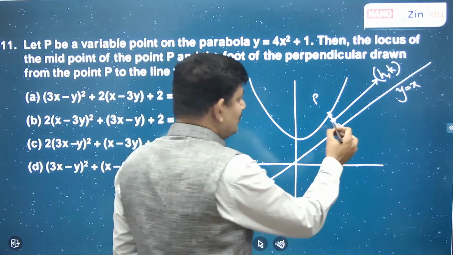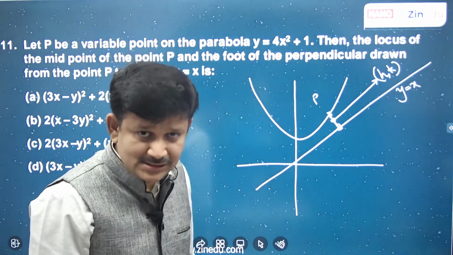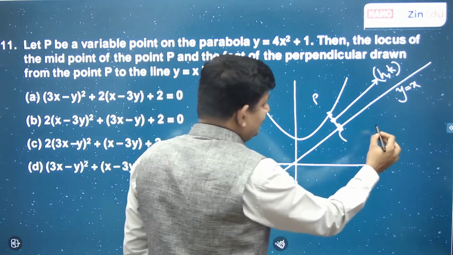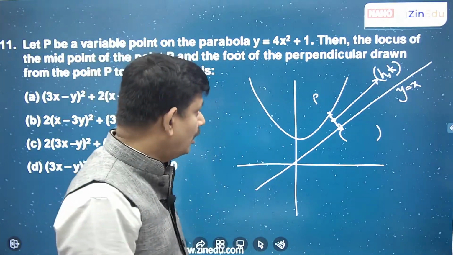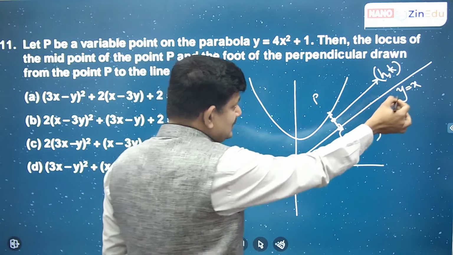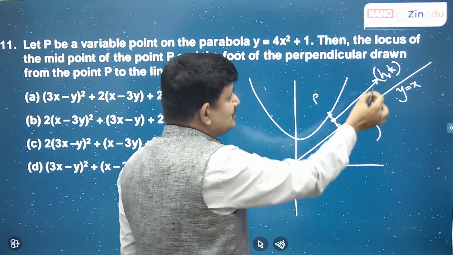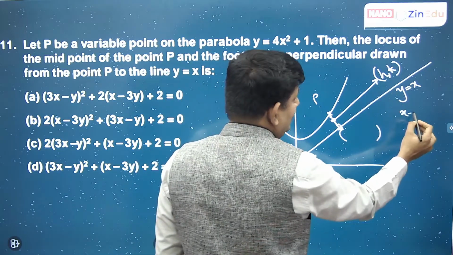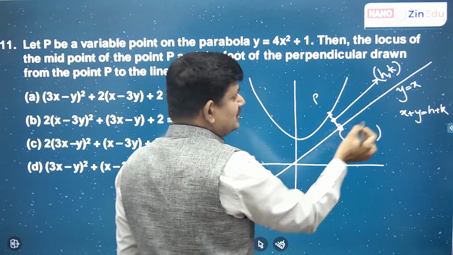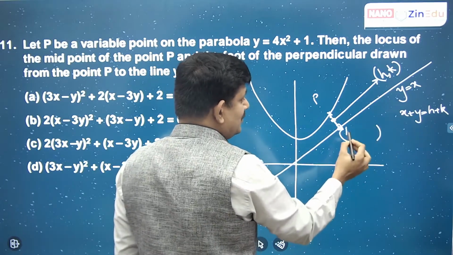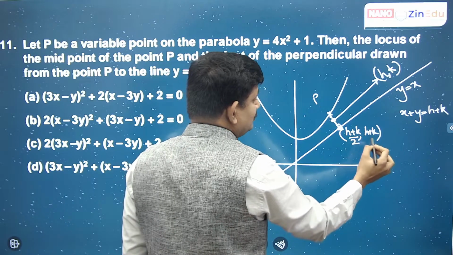So from h comma k, if you are dropping a perpendicular onto y equal to x, what will be this foot of the perpendicular? Either you can find it by the foot of the perpendicular formula, or see, this is the line y equal to x. So this line will be x plus y is equal to some constant. Which constant? h plus k. x plus y is equal to h plus k. And for this point, y equal to x. So this point will be (h plus k)/2 comma (h plus k)/2.